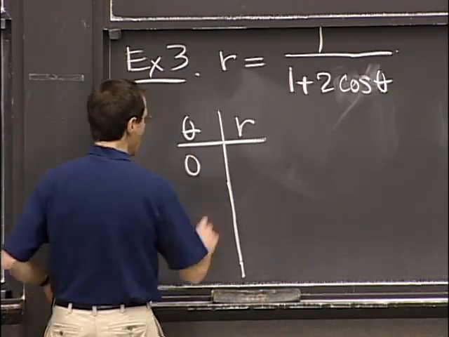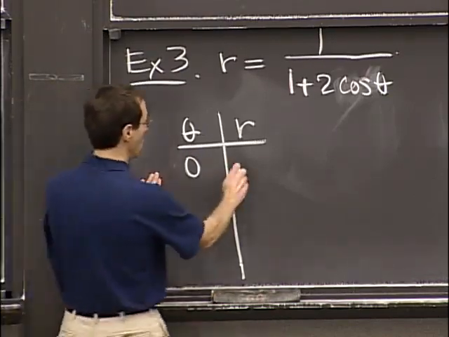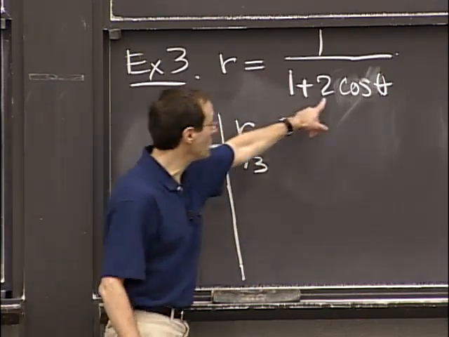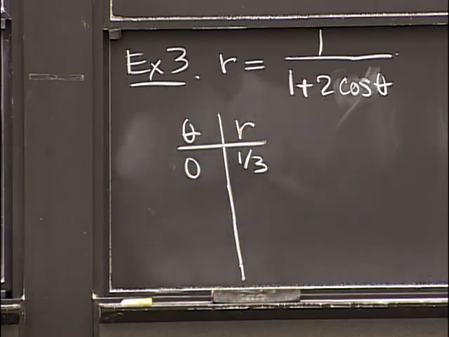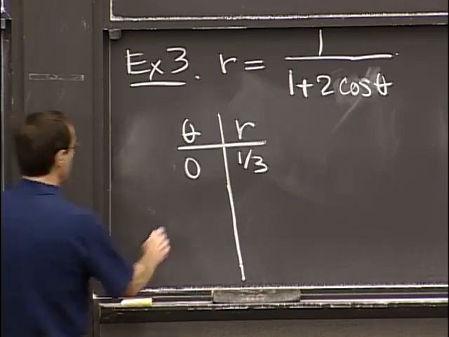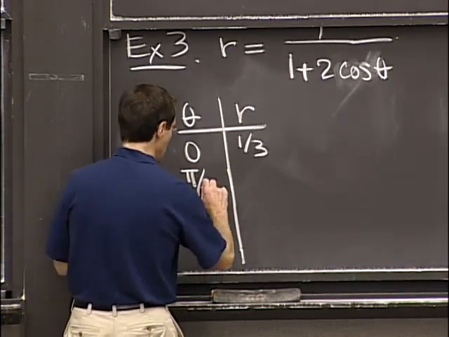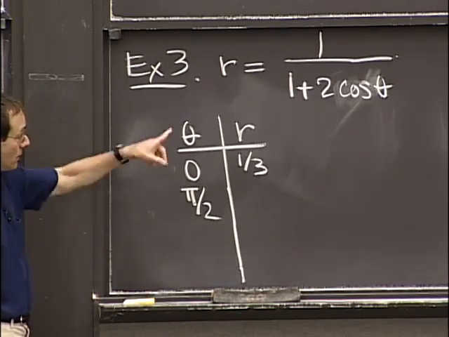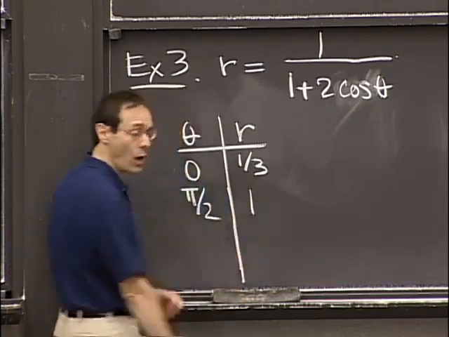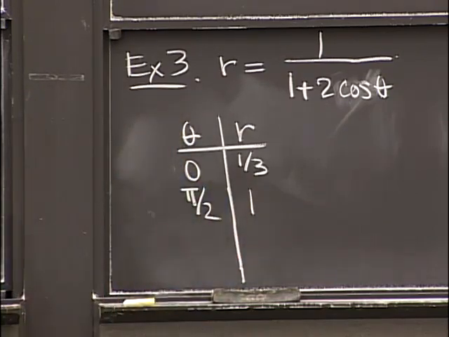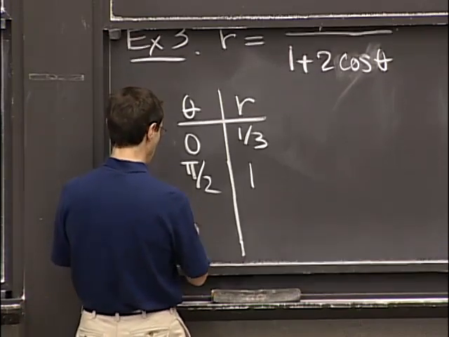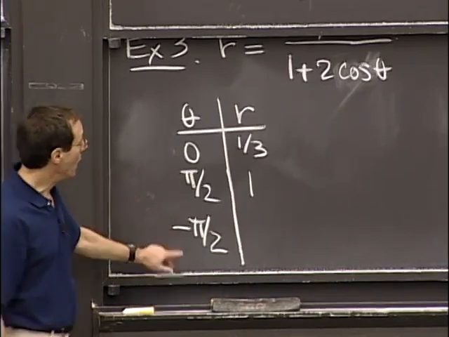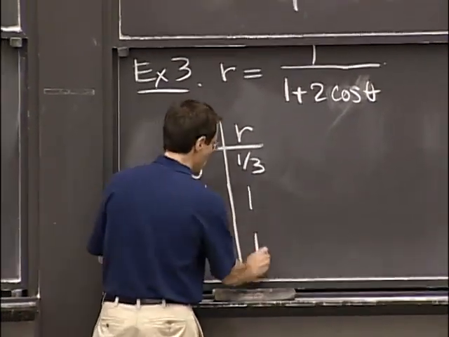When theta is equal to 0, cosine is 1, so r is a third. That's because the denominator is 1 plus 2, so it's a third. If theta, I'm going to make it easy. We're not going to do so many. I'm going to do pi over 2. That's an easy value of the cosine. Cosine of pi over 2 is 0. So that value of r is 1. And now I'm going to back up and do minus pi over 2. Again, cosine is 0, and r is 1.